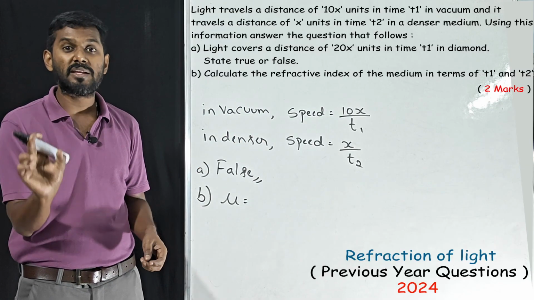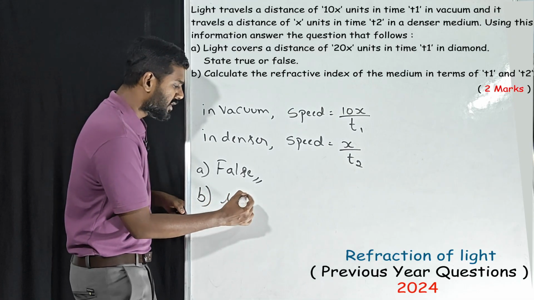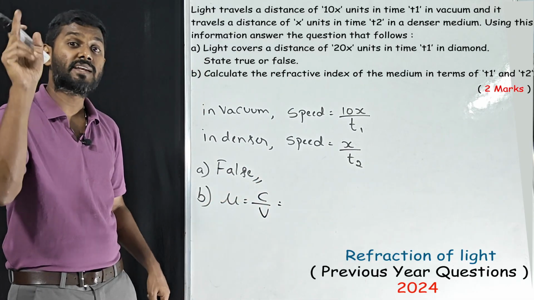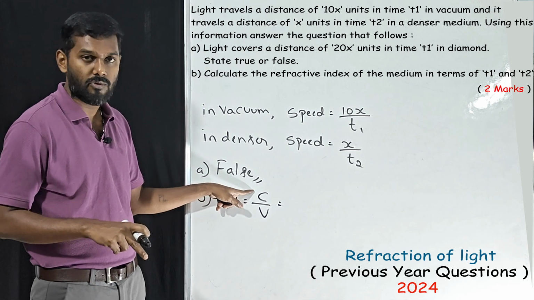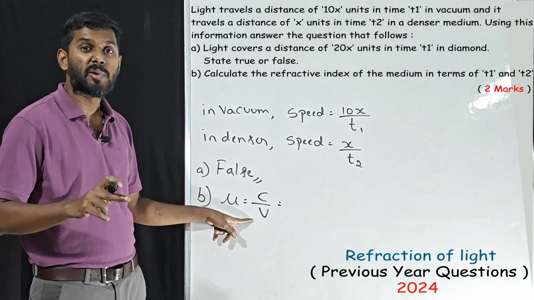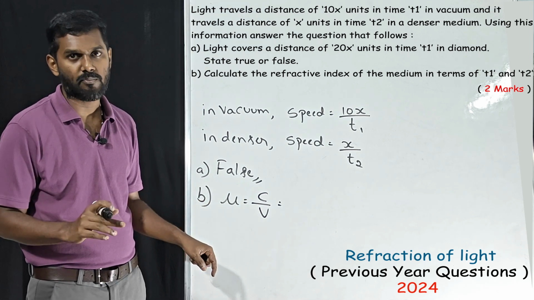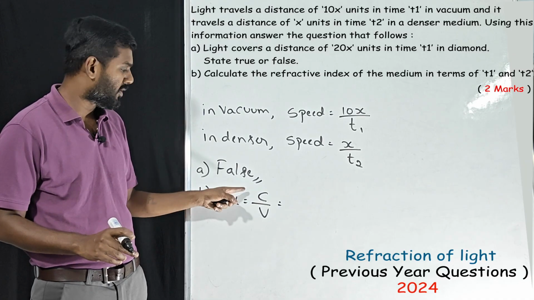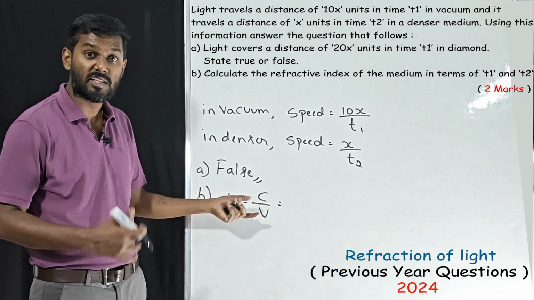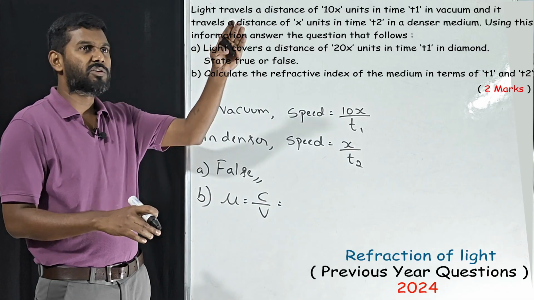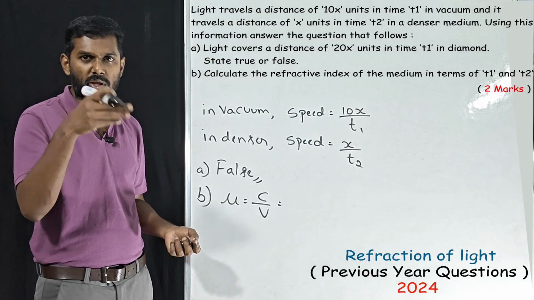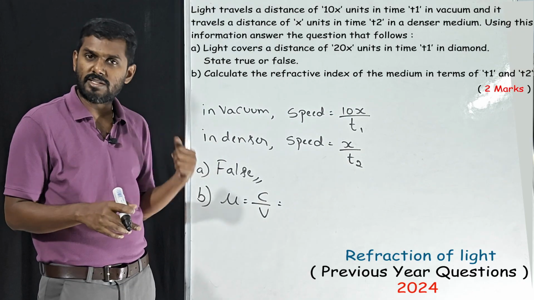What is the basic formula? Mu is equal to c by v. What is c? Speed of light in vacuum. And what is v? Speed of light in any other medium. This is the basic formula for refractive index. In one of the questions we have used it. First you need to understand which formulas we have for refractive index. You have to keep on ruling out if it is not related to this question.